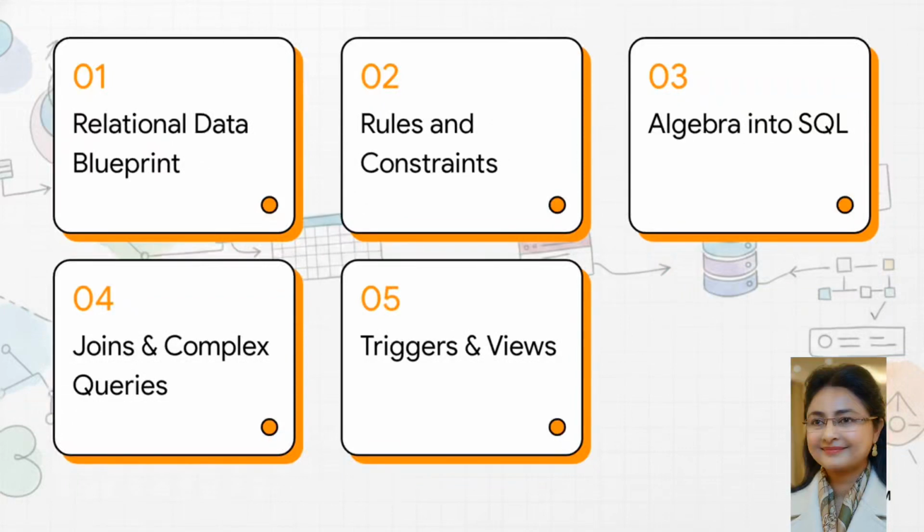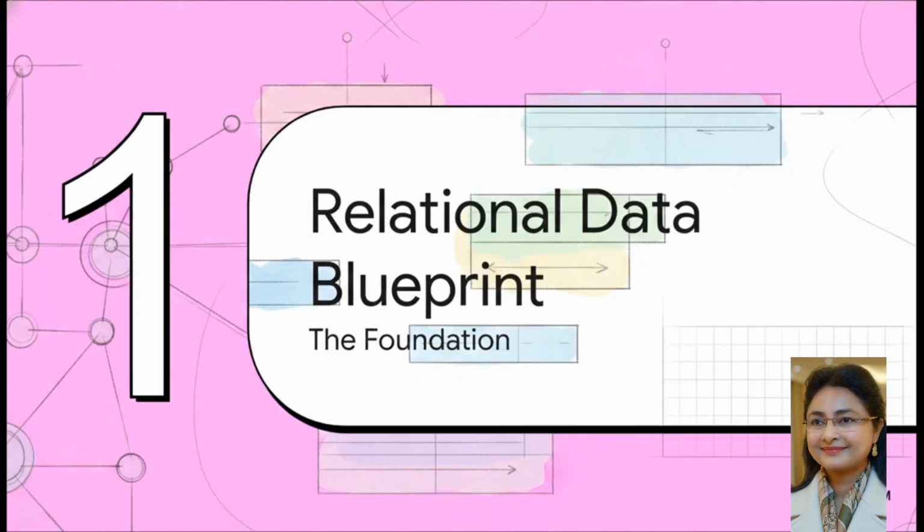Translation roadmap. We're going to start with the relational data blueprint, move into database rules and constraints, hit our core translation mapping algebra to SQL, explore joins, and finally wrap up with triggers, views, and procedures. All right, let's just get right into it. Section 1. The relational data blueprint.